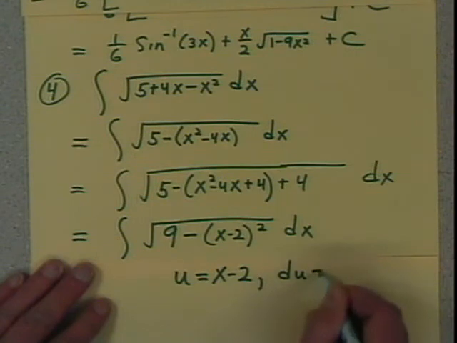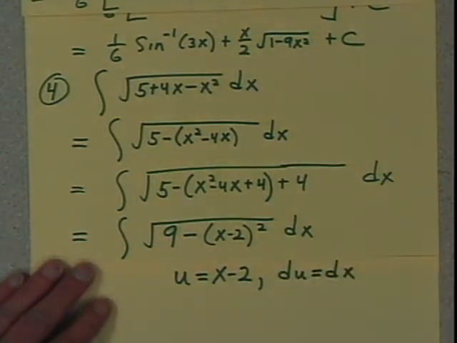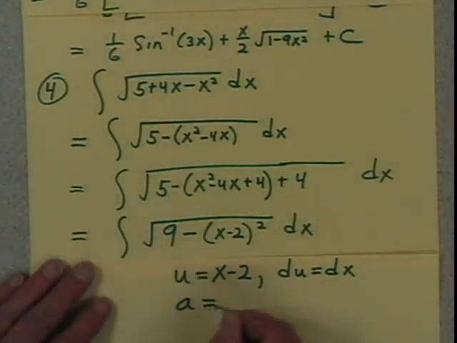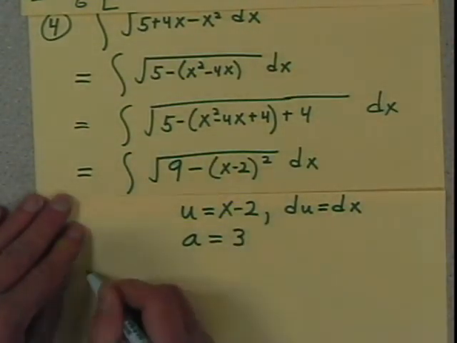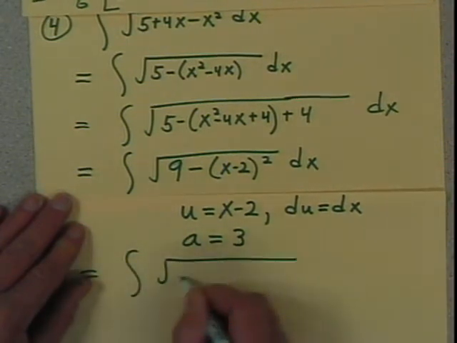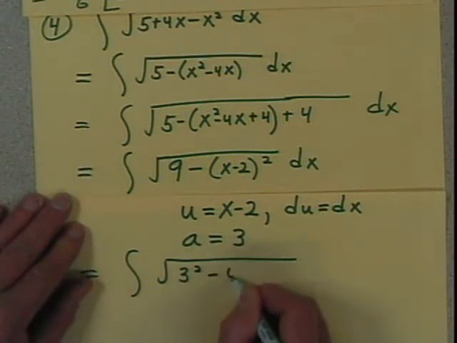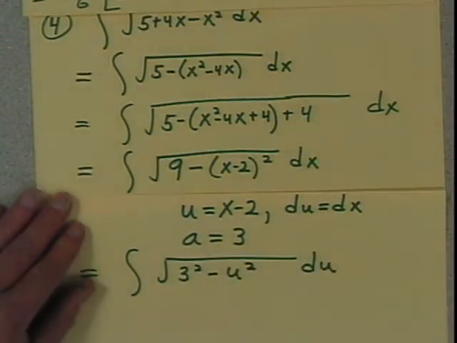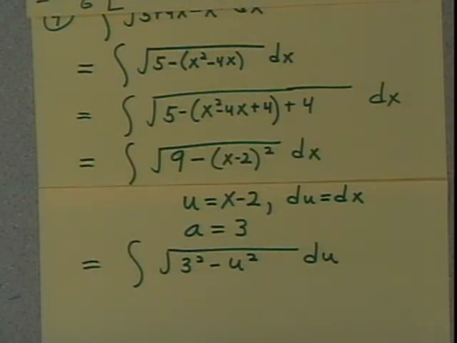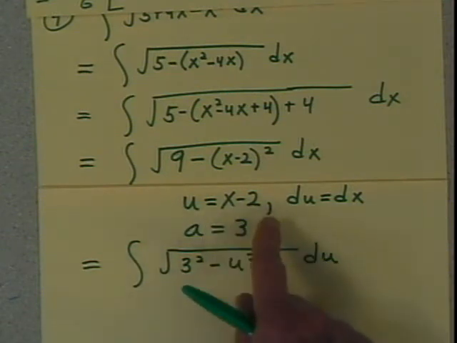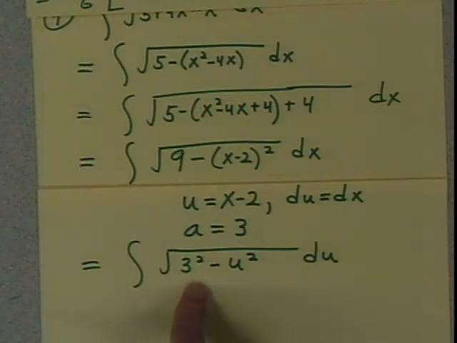That means if I need a du, it's going to be the same as dx, right? Correct? If u is x minus 2, then the du is just plain dx. What's playing the role of a here? 3. So under this combo, this becomes the integral of the square root of 3 squared minus u squared, doesn't it? du? With these substitutions? Just trying to make it match directly one of the 3 combos we have that lead to a trig sub. So if I let u equal x minus 2, then this integral becomes that one.